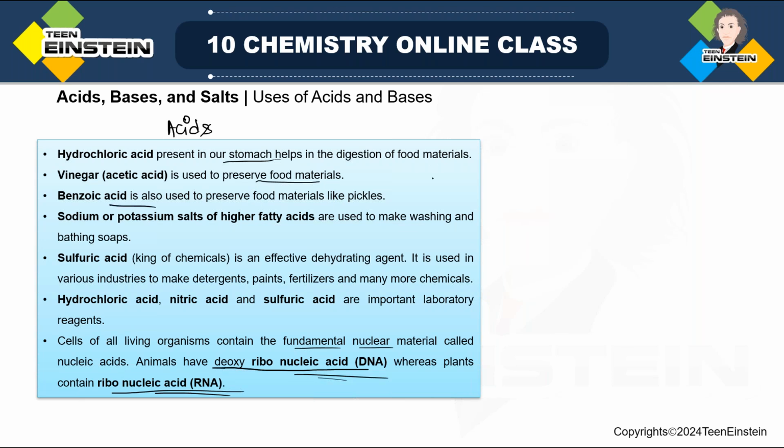Benzoic acid is an organic acid. It has a benzene ring with a CO2H group attached. It is written as PhCOOH, where Ph means the benzene ring.